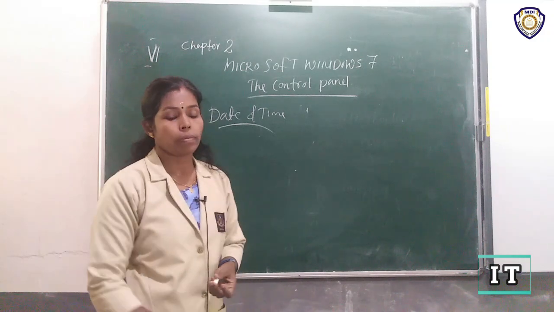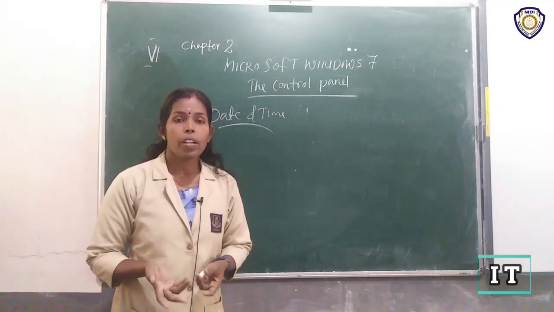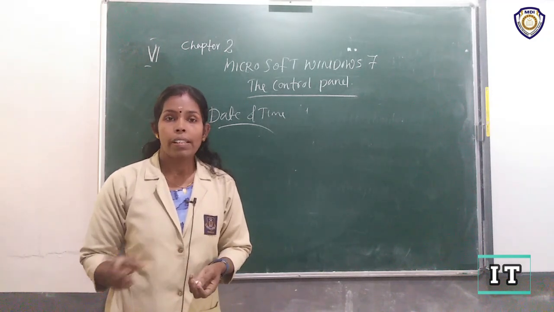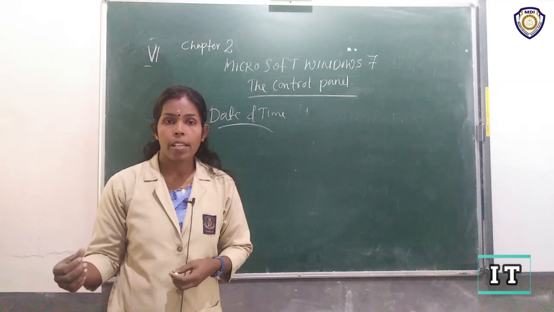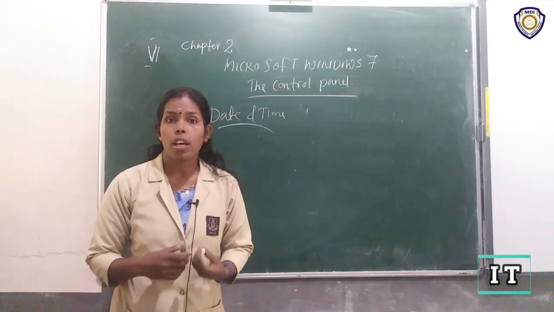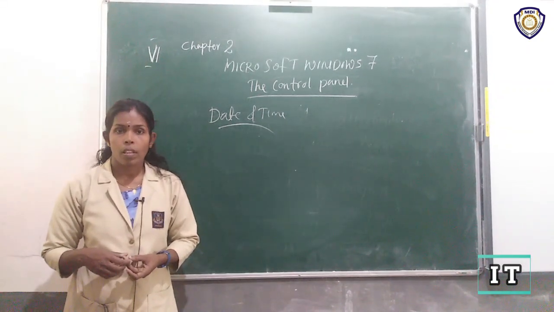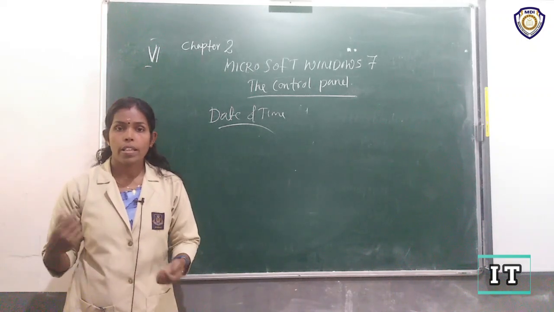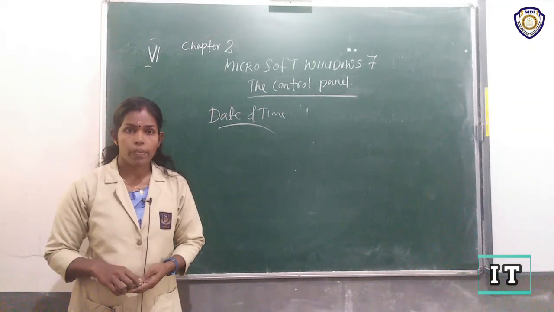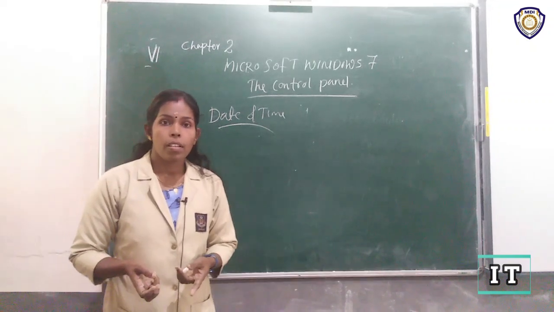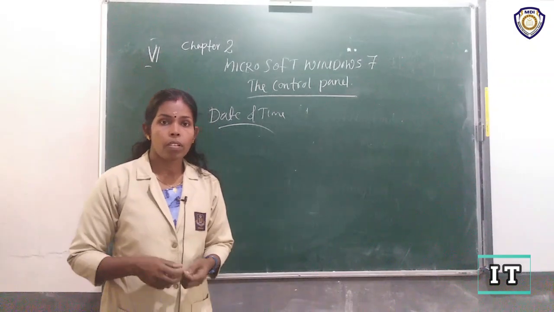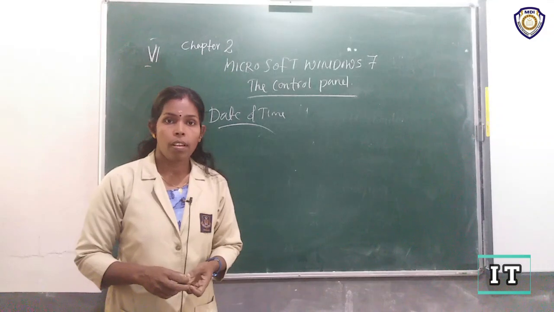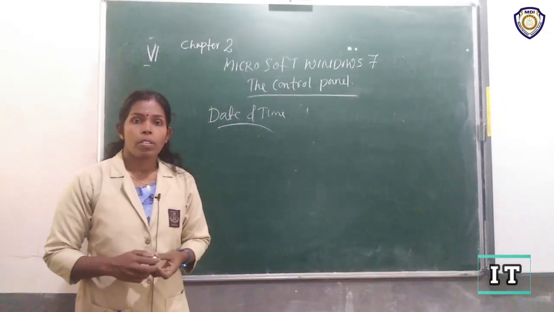Next, we can also change our date and time in another way, by clicking on the date and time option in the taskbar. In the taskbar we can see the date and time at the lower right corner. If we click on that, the date and time dialog box opens, with the Change date and time option.